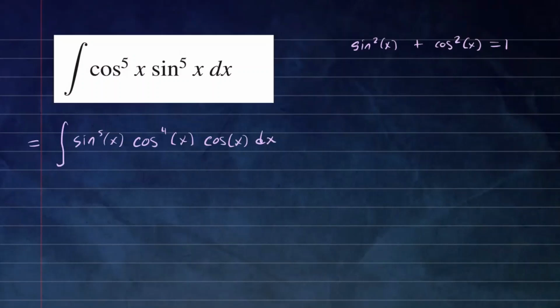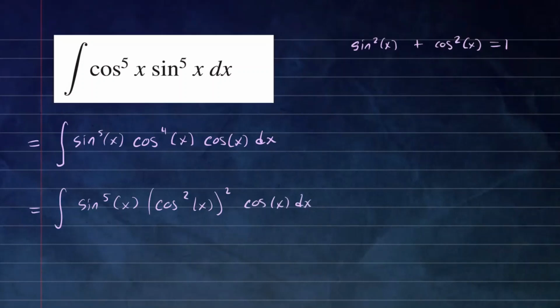Now, once I do this, I'm going to rewrite this piece in terms of sine so that I have everything in terms of sine, and I reserve this one for my du portion, and you'll see why. So you factor out one of the cosines and rewrite everything in terms of sine. I know that I can write cosine to the 4th as follows: sine to the 5th x, cosine to the 2nd, and all of that squared, because that's the same thing as cosine to the 4th, and cosine of x dx. So just a little bit of rewriting.